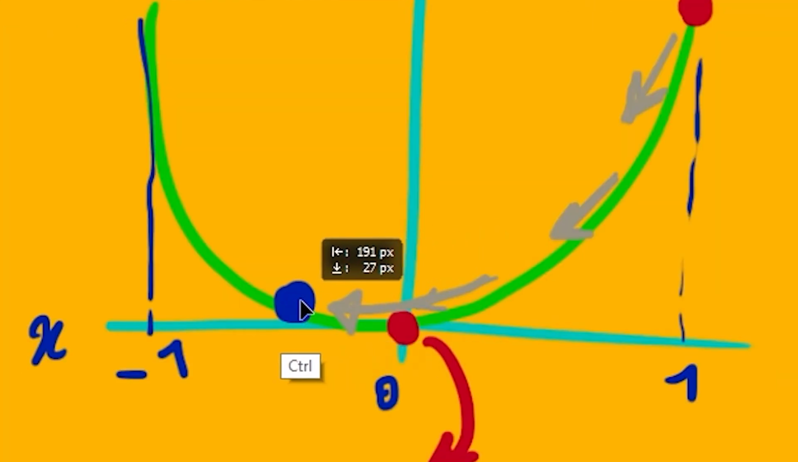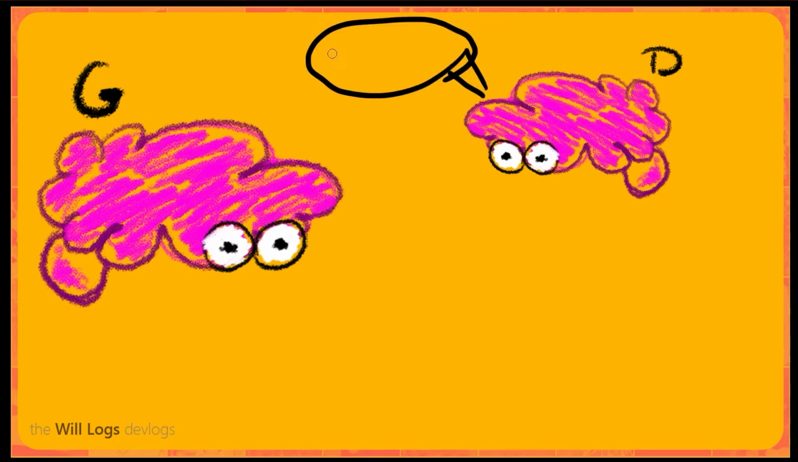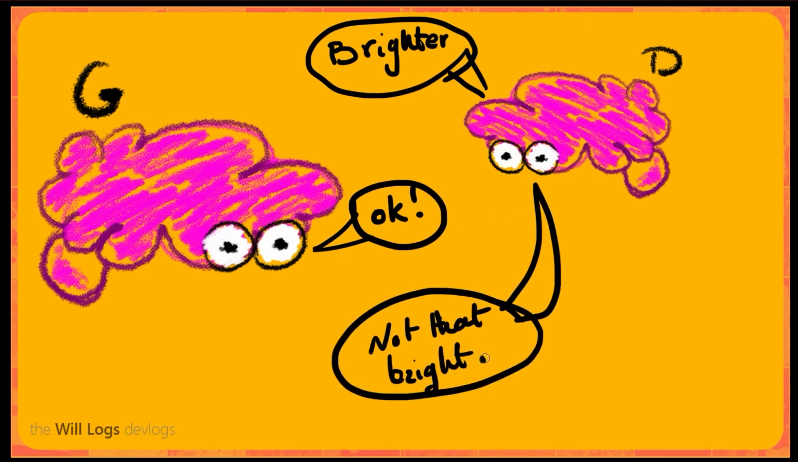So sometimes you overshoot and you go past the optimal point, and in going back towards it, you overshoot again and you go past it again, and you keep going back and forth and you never settle on the optimal point. So in our case, for example, G generates a picture and D says make it brighter, and G goes ahead and makes it brighter, but D says not that bright, make it darker. This goes back and forth and never settles.